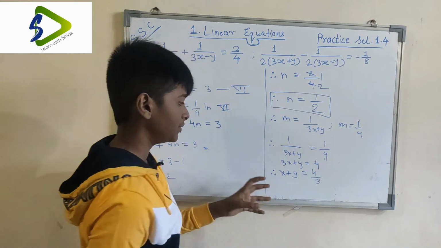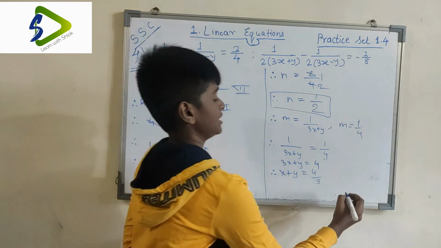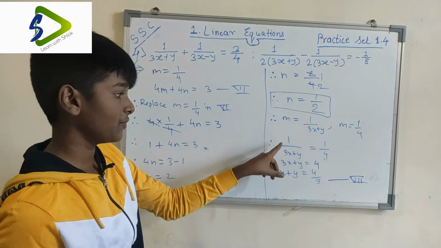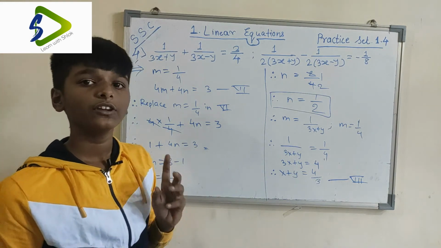Here it comes to the division. So now that we know x plus y is equal to 4 by 3, we write it as an equation. So now we got the 7th equation. Now when we find the value of y, we get the 8th equation, and then finally we can find the value of x and y.